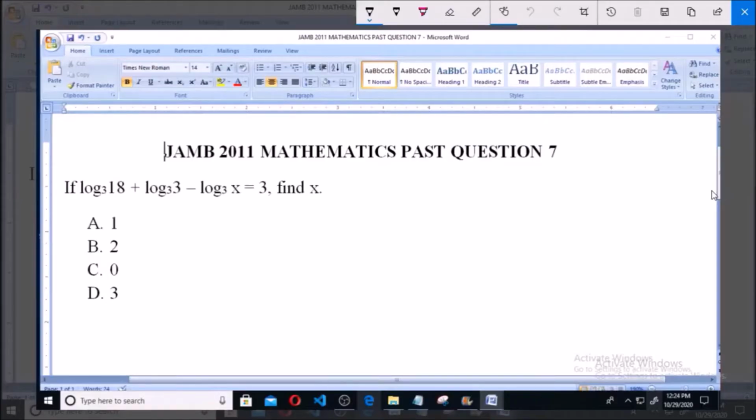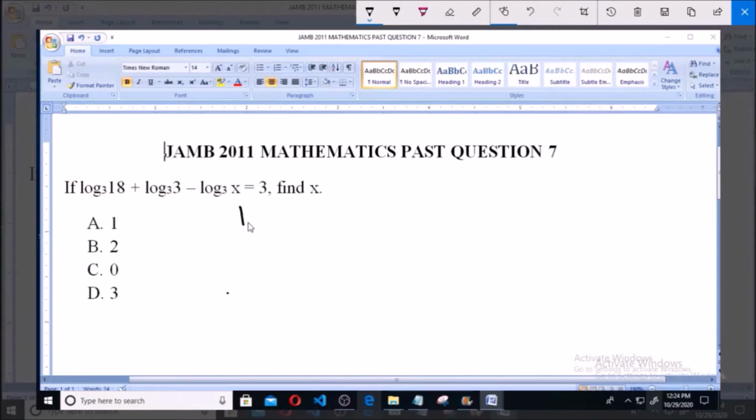I will be answering JAMB 2011 Mathematics Past Question 7. If log 18 base 3 plus log 3 base 3 minus log x base 3 is equal to 3, find x. A, 1; B, 2; C, 0; and D, 3.